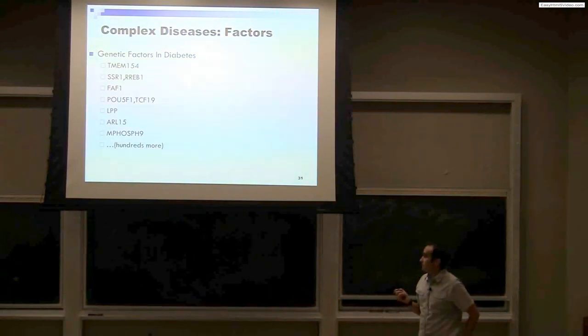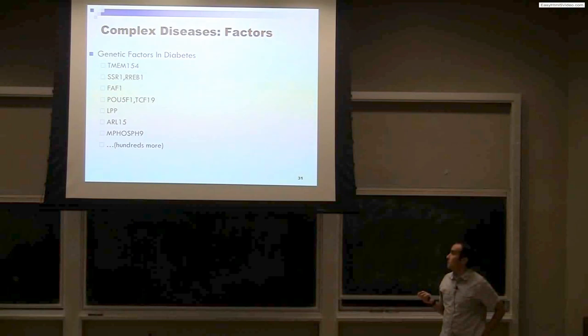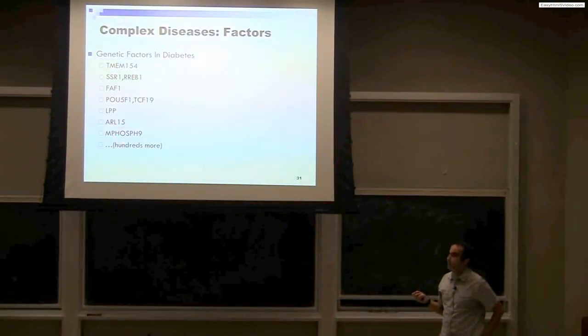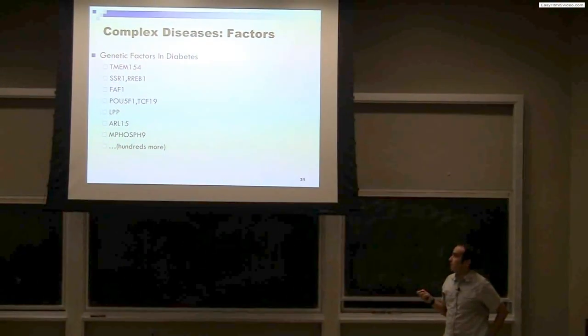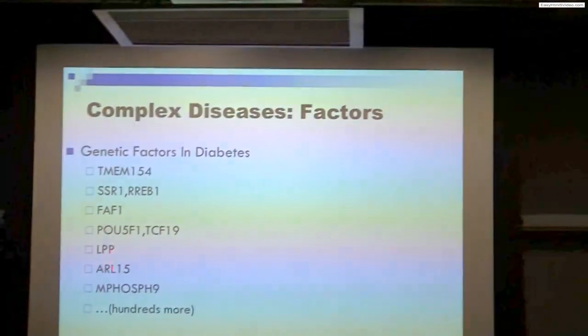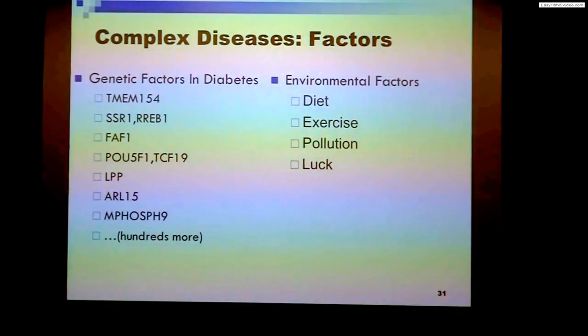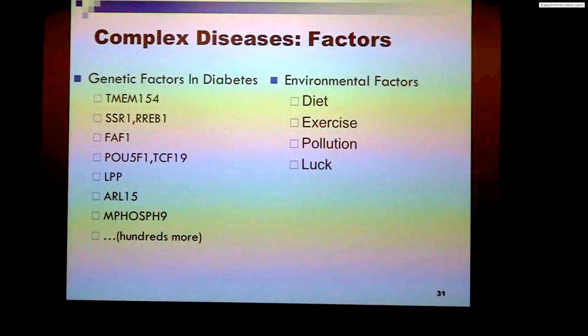But recently, they found a lot of things, and I'll talk to you about that. So here's actually how complex diseases work. In complex diseases, you have all these genetic factors. Let's say this is in diabetes. These are all genes that affect diabetes. You're going to have some variants in each of these genes that increase or decrease your risk. And also, there are environmental factors, like diet, exercise, pollution, luck. You know, luck is very important. And so, for example, this is how it works.